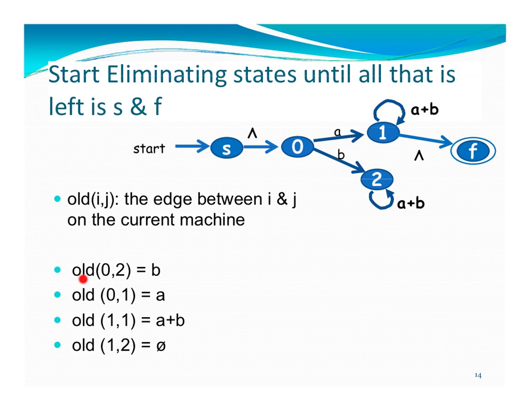So for example, if we say what's the old edge between 0 and 2? Well, the old edge between 0 and 2 is B. And what's the old edge between 0 and 1? The old edge between 0 and 1 is A. Remember, old just means what we have right now. The old edge from 1 to 1, that's A plus B. The old edge from 1 to 2, oh, well, there's nothing from 1 to 2, so we're going to call that the empty set.